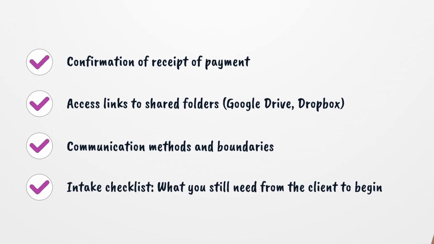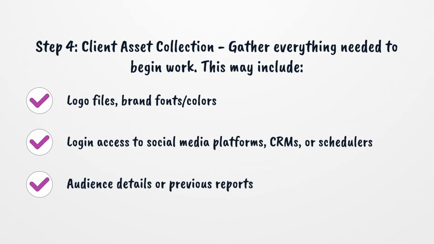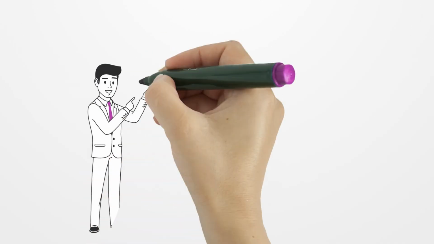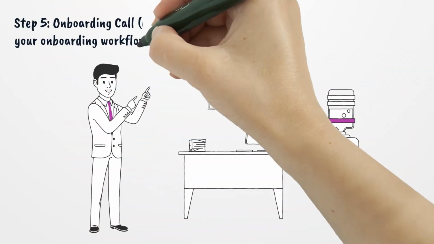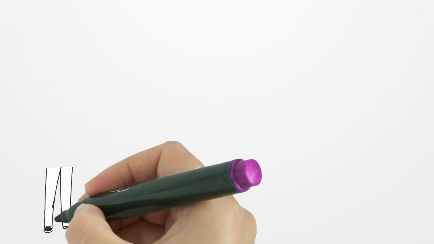Step 4: Client asset collection. Gather everything needed to begin work. This may include logo files, brand fonts and colors, login access to social media platforms, CRMs, or schedulers, audience details or previous reports. Tool: Google Form or checklist file. Step 5: Onboarding call, optional but recommended. Walk the client through your onboarding workflow and schedule weekly or bi-weekly reporting sessions.